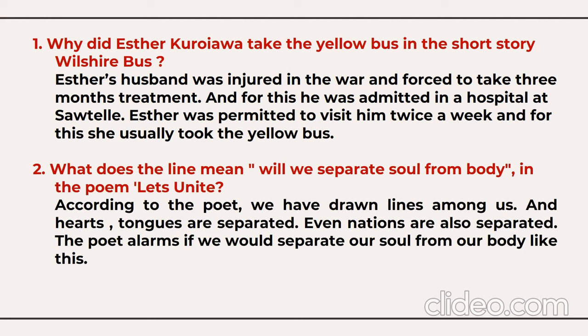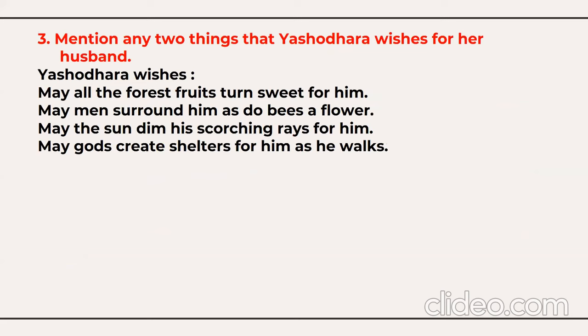Then, what does the line "Will we separate soul from body" in the poem Let's Unite mean? What's the meaning of this line? According to the poet, we have drawn lines among us, and hearts and tongues are all separated. Even they don't know why they are separated. Even nations are separated. So the poet warns: would we separate our souls from the body like this? So that's the meaning.